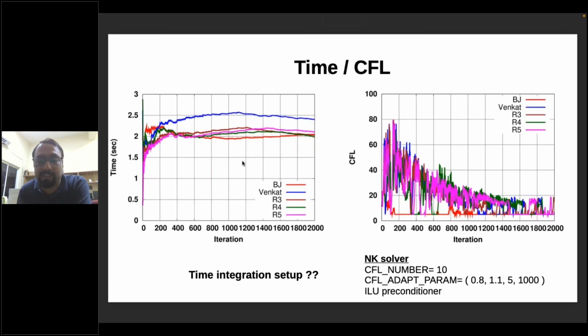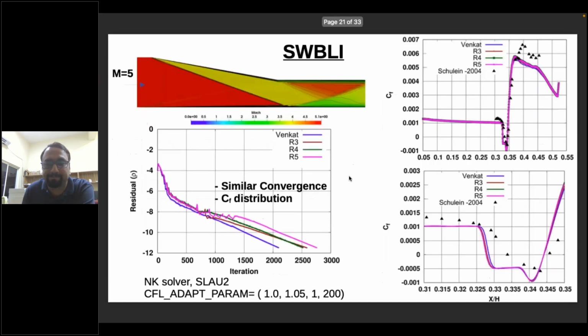And time history, since time integration setup, I was not very careful. It would have been a better setup, but since I had the results, I didn't want to run them again. So in this particular setup, the Venkat limiter was taking more time. I would blame this time integration setup for that, and other limiters took somewhat less time because of what kind of CFL it is adapting to. So the fair thing would be to keep CFL constant and then assess. But still, in such a setup also, this is how it behaves.